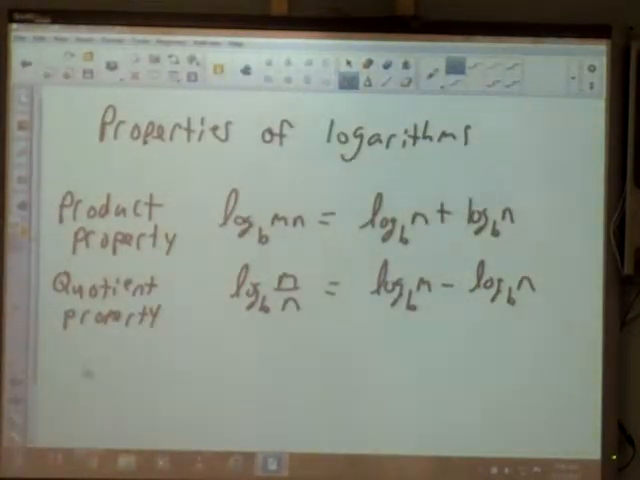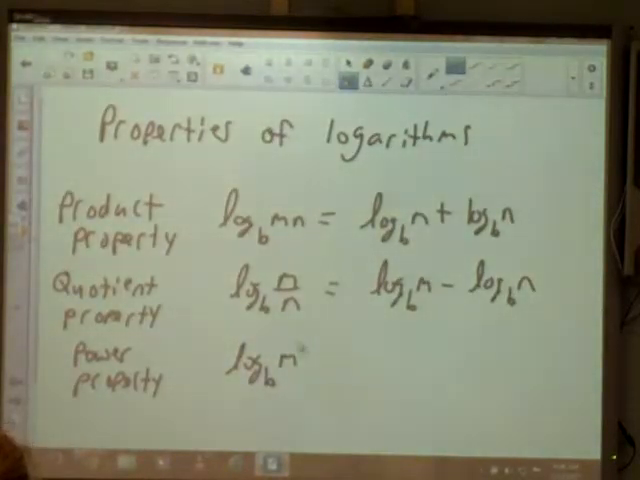Then our last property is the power property. If we have a log that's got a power, the log base b of m to the n power, that power comes down in front. So the n comes down to the front, and it would be n times the log base b of m.